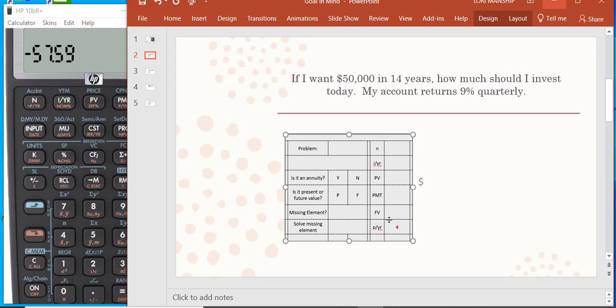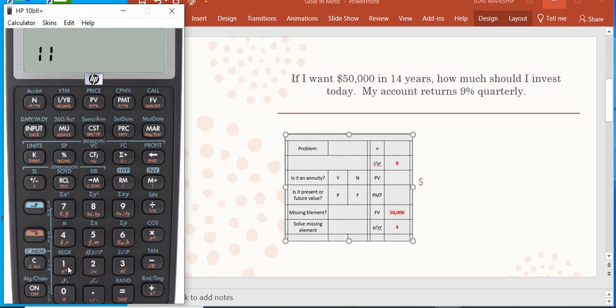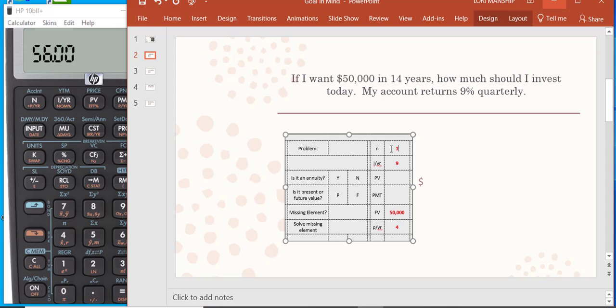I know how much I want. So that's my future value. 50,000 is my future value. Now I've got to figure out how I'm going to get there. It tells me my interest rate is 9%. It tells me that I am doing this for 14 years. So 14 times our quarterly payments tells us that's 56 payments. So 14 times 4 is the 56 payments. That's what we're going to type in for our N.